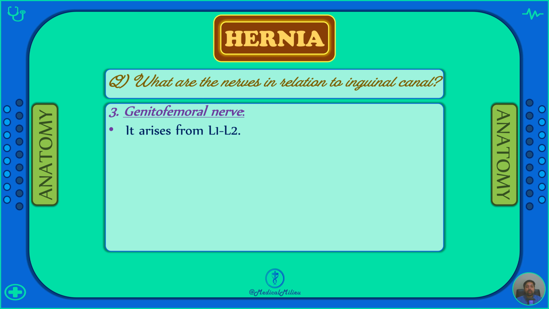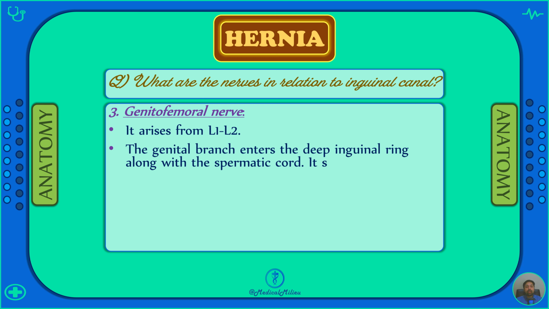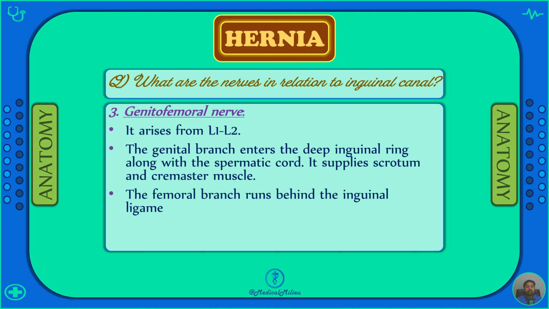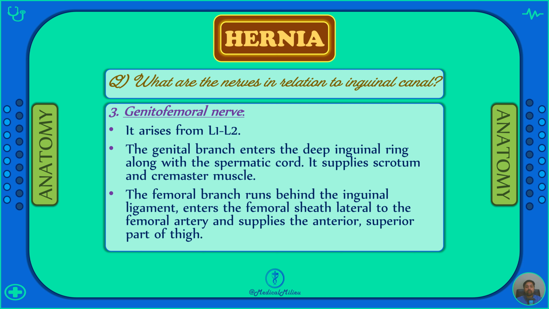Number 3 is the genitofemoral nerve. It arises from L1 and L2. The genital branch enters the deep inguinal ring along with the spermatic cord. It supplies the scrotum and cremasteric muscle. And the femoral branch runs behind the inguinal ligament, enters the femoral sheath lateral to the femoral artery, and supplies the anterior and superior part of the thigh.